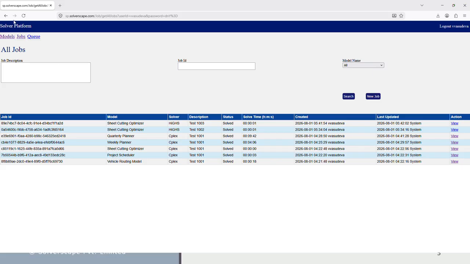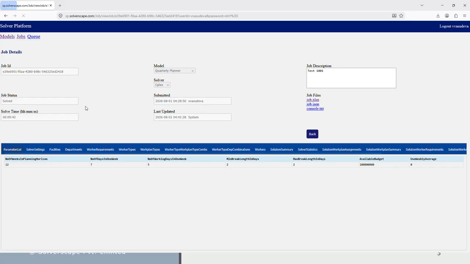So here is the application, Solver platform. We have 3 tabs here: models, jobs, queue. Let's look at the jobs. We have the historical set of jobs here. Let's look at the job for a quarterly planner. So we have a lot of information here. Let's download this job in Excel format.